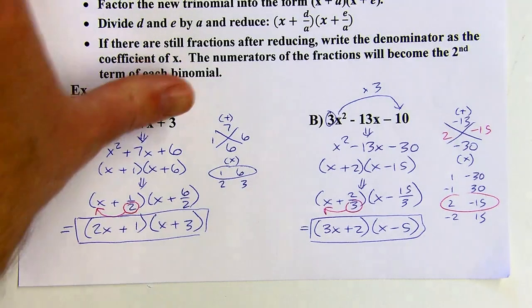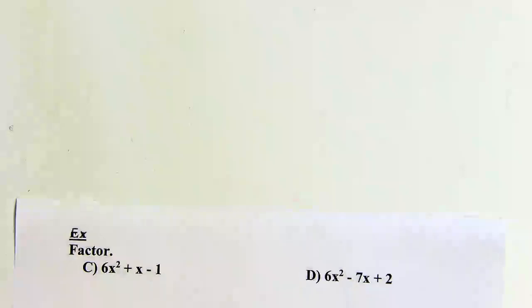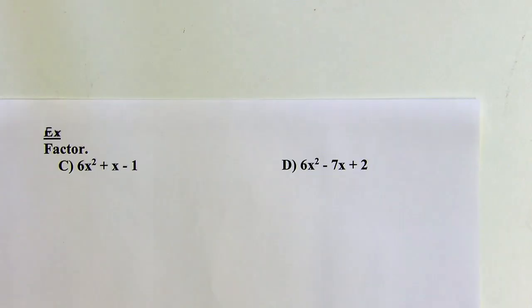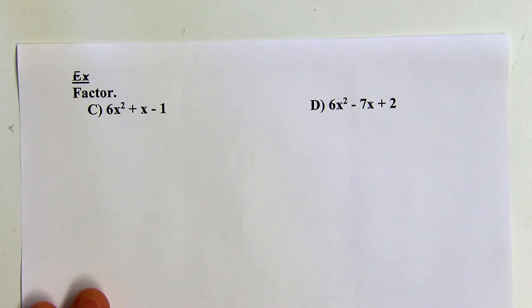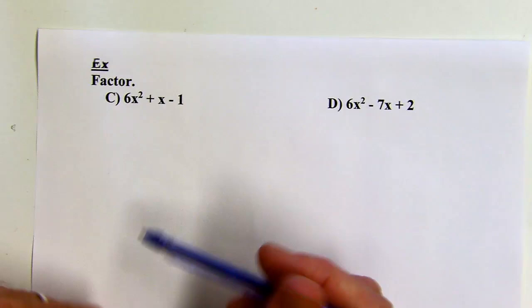Let's try some more on the next page. So, next example. 6x squared plus x minus 1. So, there's no common factor here. Nothing goes into all three terms.